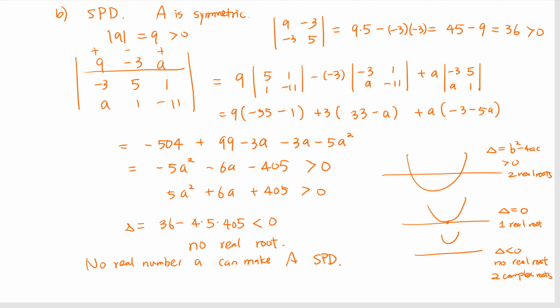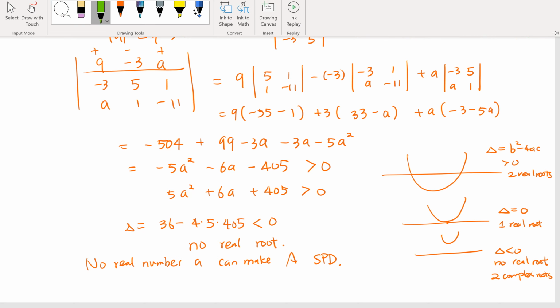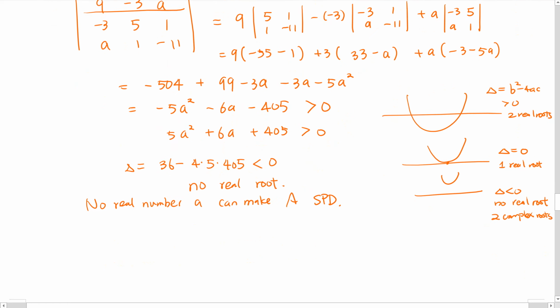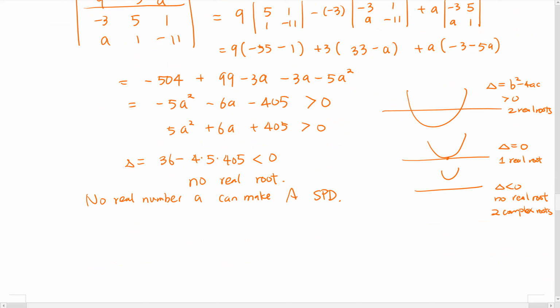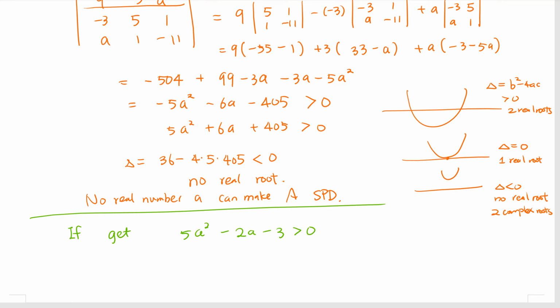Okay, but I also want to show you what happens if we actually have some roots. So here, if we get, let's see, something like 5a squared minus 2a minus 3. Oh, sorry, I just found a mistake. When we multiply by -1, we flip the inequality.